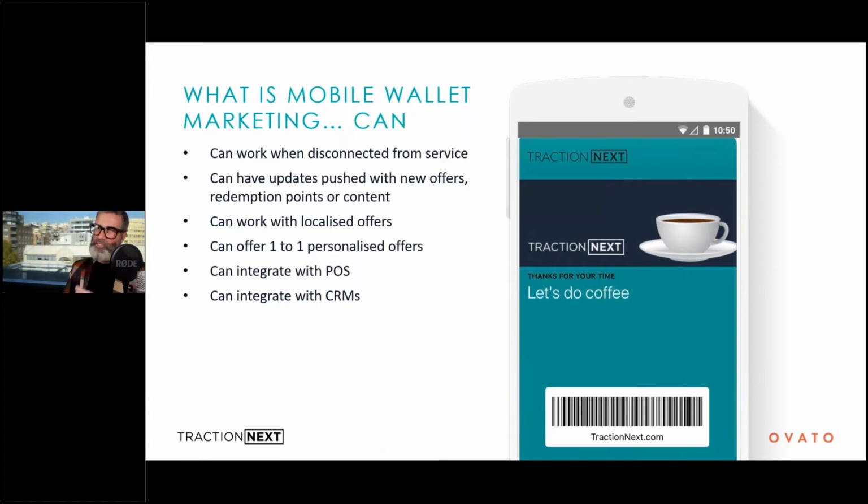They can have updates pushed to them with new offers or content. They can work with localized geolocation offers. They can be personalized one-to-one or one-to-many. In addition, they can integrate with a POS system to close that loop. They can also integrate with your CRM to become live versions of an event ticket, live versions of a card, live versions of an entry badge to a workplace.